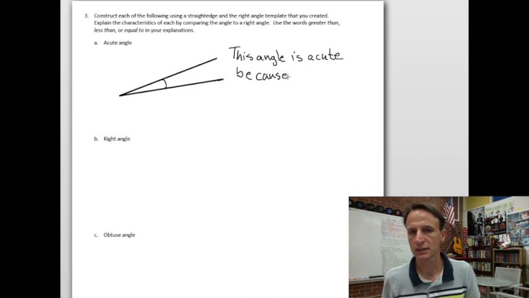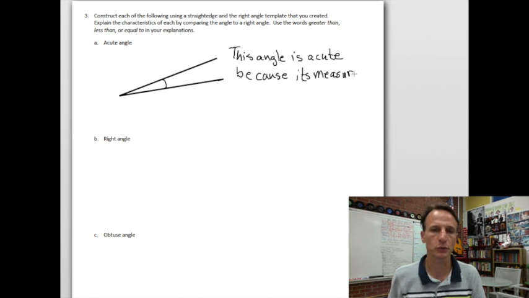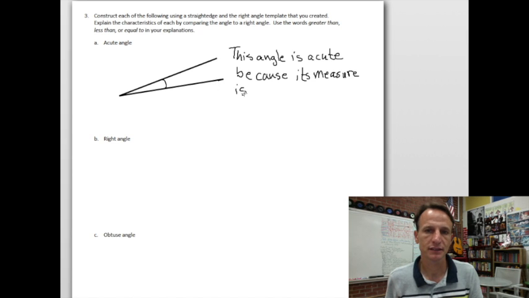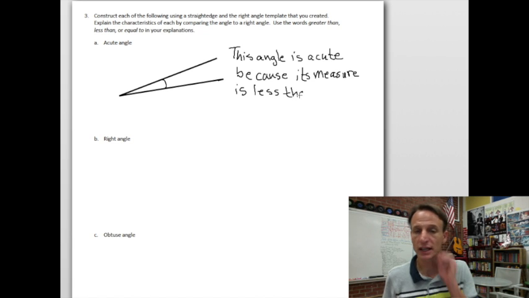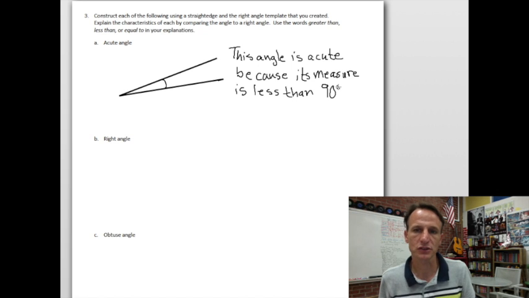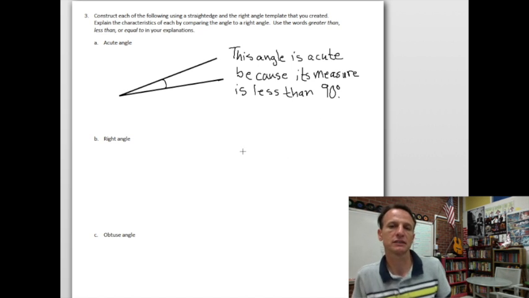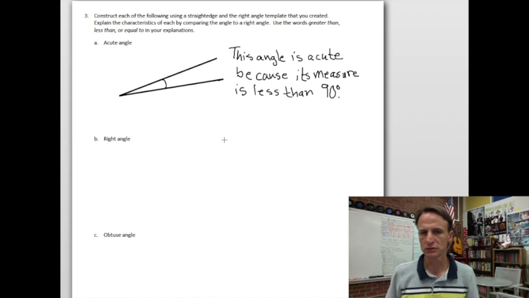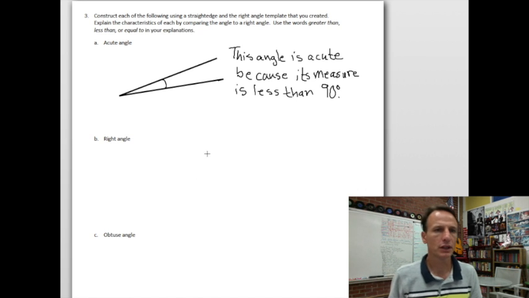because its measure, if we were to measure it, but we don't need to, we have brains, we could see, is less than, well, what is the measure of a right angle? It's 90 degrees for a right angle, so an acute angle is less than 90 degrees. That's the measure, okay? And we could say it's less than a right angle. Well, it's a little clunky, but no problem.